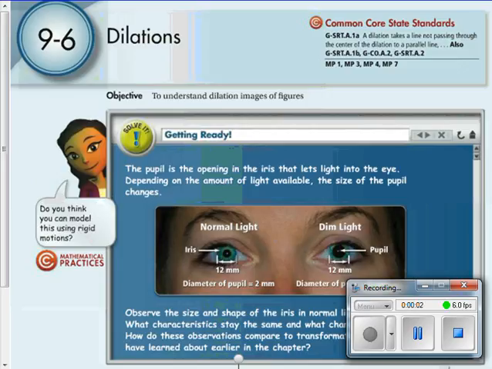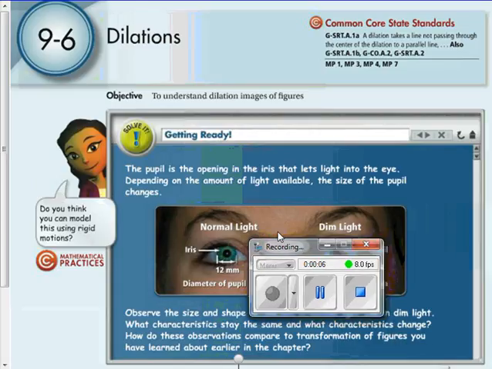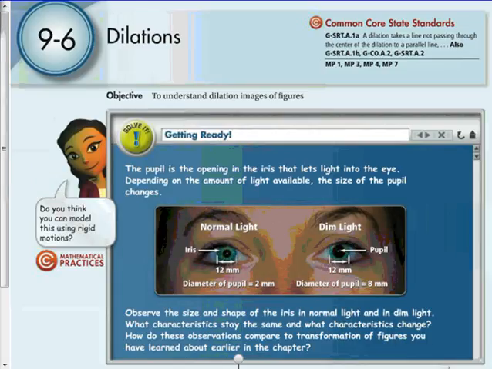Hey there, it's section 9.6, and this section's all about dilations. So we've been talking about so far in our... well, we'll get into it. I'll explain that in just a second. So our objective, our goal for today, is to understand dilation images of figures, dilations and their images.